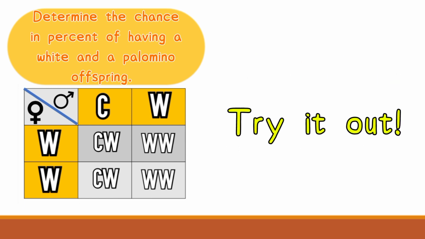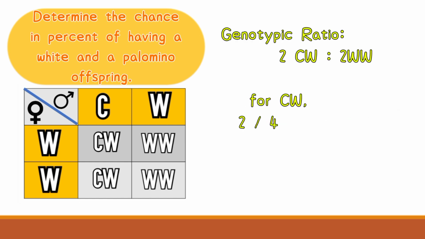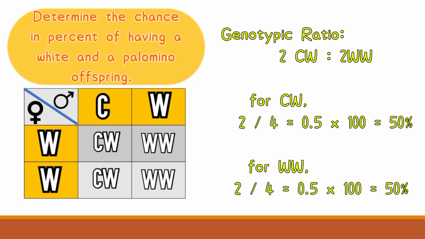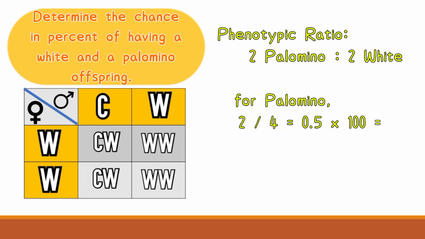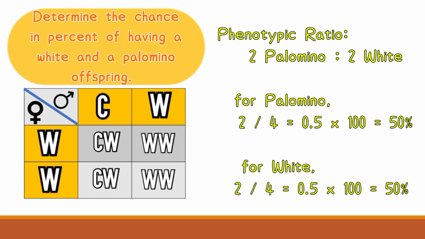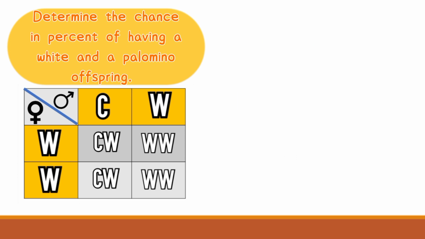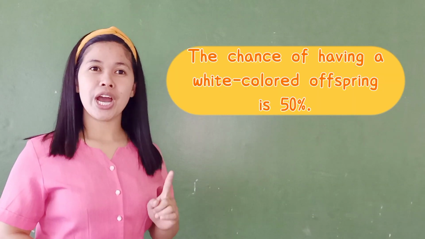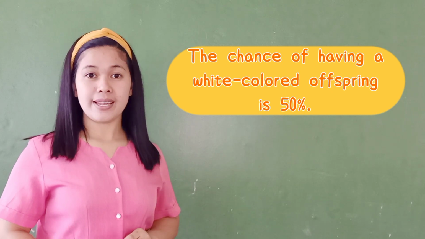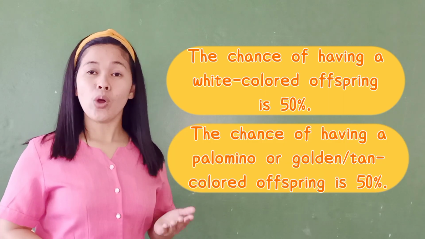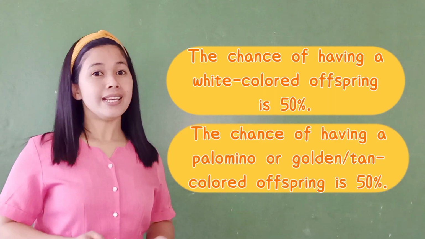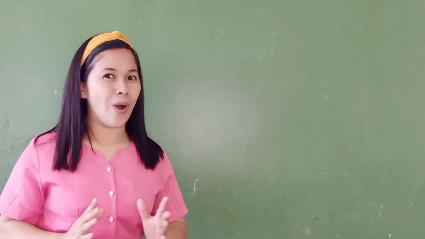Now, try it yourself. Did you get this answer? The genotypic ratio is, meanwhile, the phenotypic ratio is. To answer the questions, we say that the chance of having a white-colored offspring is 50%. Meanwhile, the chance of having a golden tan or palomino offspring is 50%. Wow, great job!